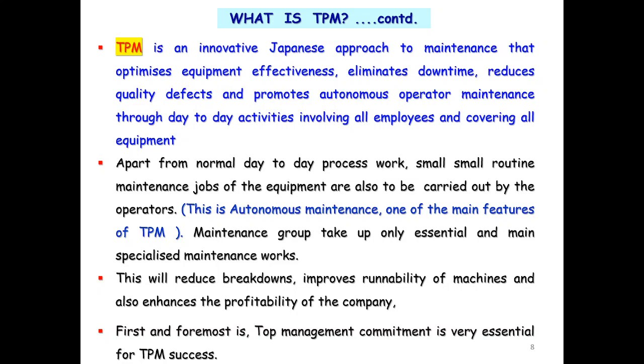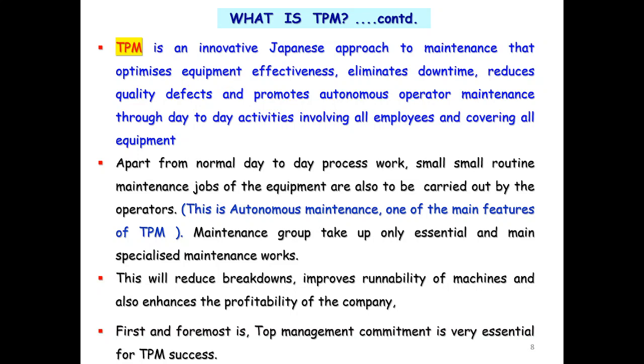TPM is an innovative Japanese approach to optimize equipment effectiveness, eliminating downtime by promoting autonomous operator maintenance as an improved work culture involving all employees and covering all equipment and areas in the organization. It is a holistic approach for the overall improvements in all the departments of the company. This is done by forming zones, circles, sub-circles with cross-functional team members in all the departments of the organization. Cross-functional teams are formed which comprise process and engineering personnel like mechanical, electrical, instruments and civil. We will discuss this in detail in the next videos.